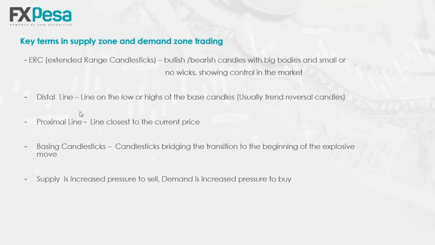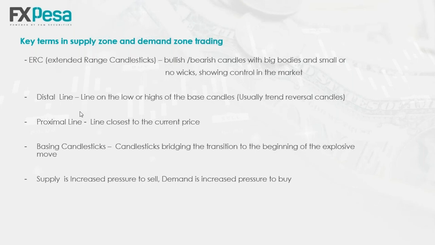This line is drawn at the peak of the candlestick with the highest wick in the case of supply zone. So when you're on supply zone, you'd mark the highest point based on the wick of the candlestick that has extended quite long on the upside. So that line that you will draw on the upper side is what we are calling distal line.